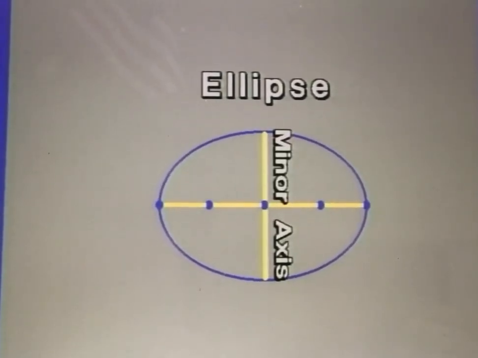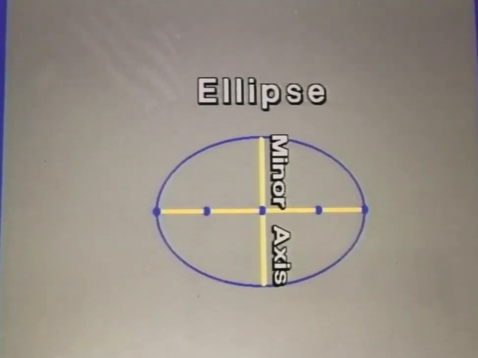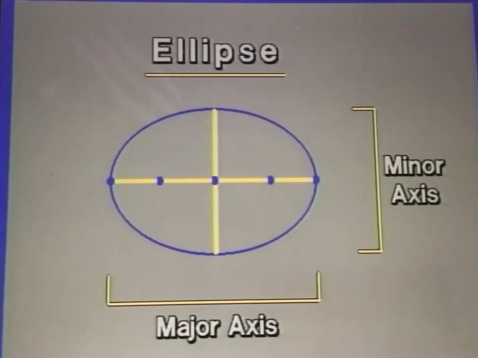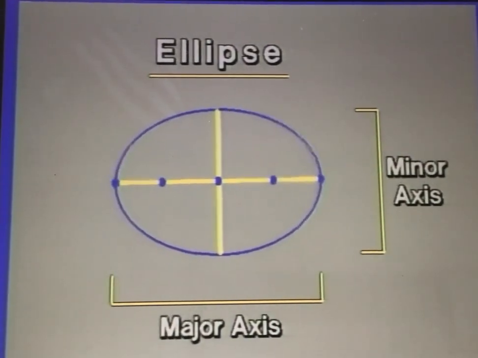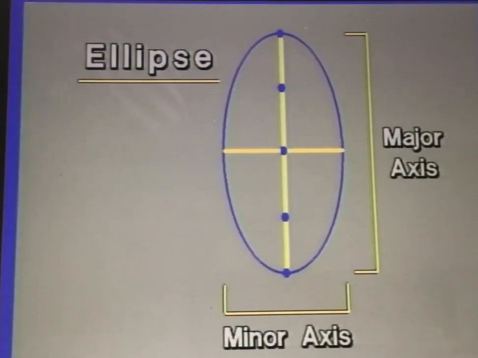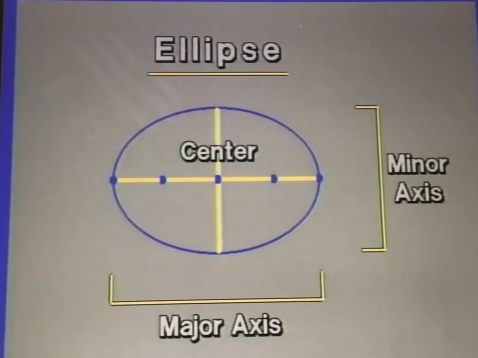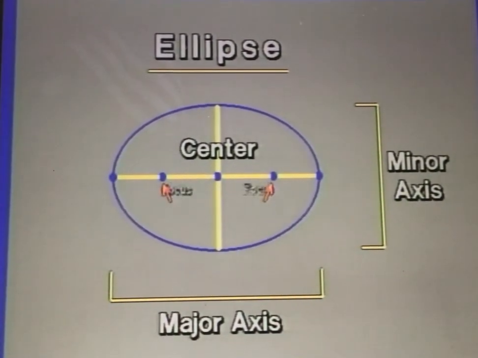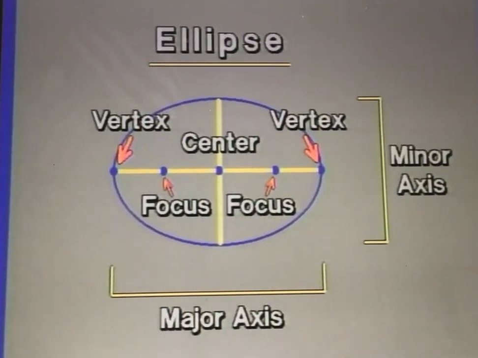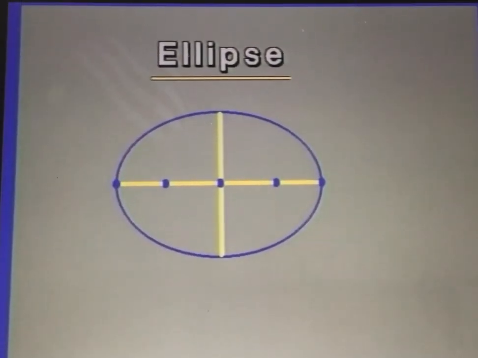The segment going through the center, perpendicular to the major axis, is the minor axis. So here's the length of the minor axis, here's the length of the major axis. Now, if the ellipse is elongated vertically, like this, then the major axis will be vertical and the minor axis horizontal. Let's review the terminology. We have a center point, we have these 2 points as focus points, and these 2 points vertex points. Now let's talk about building an equation that gives rise to this ellipse.